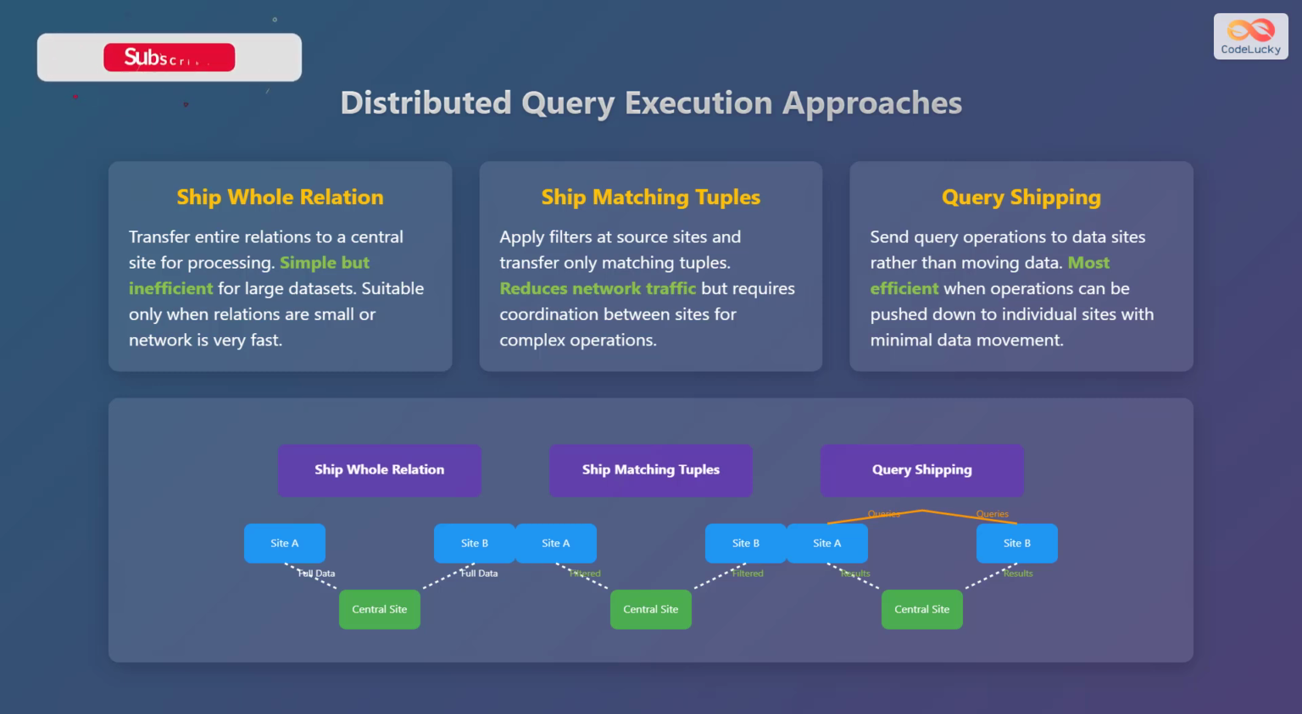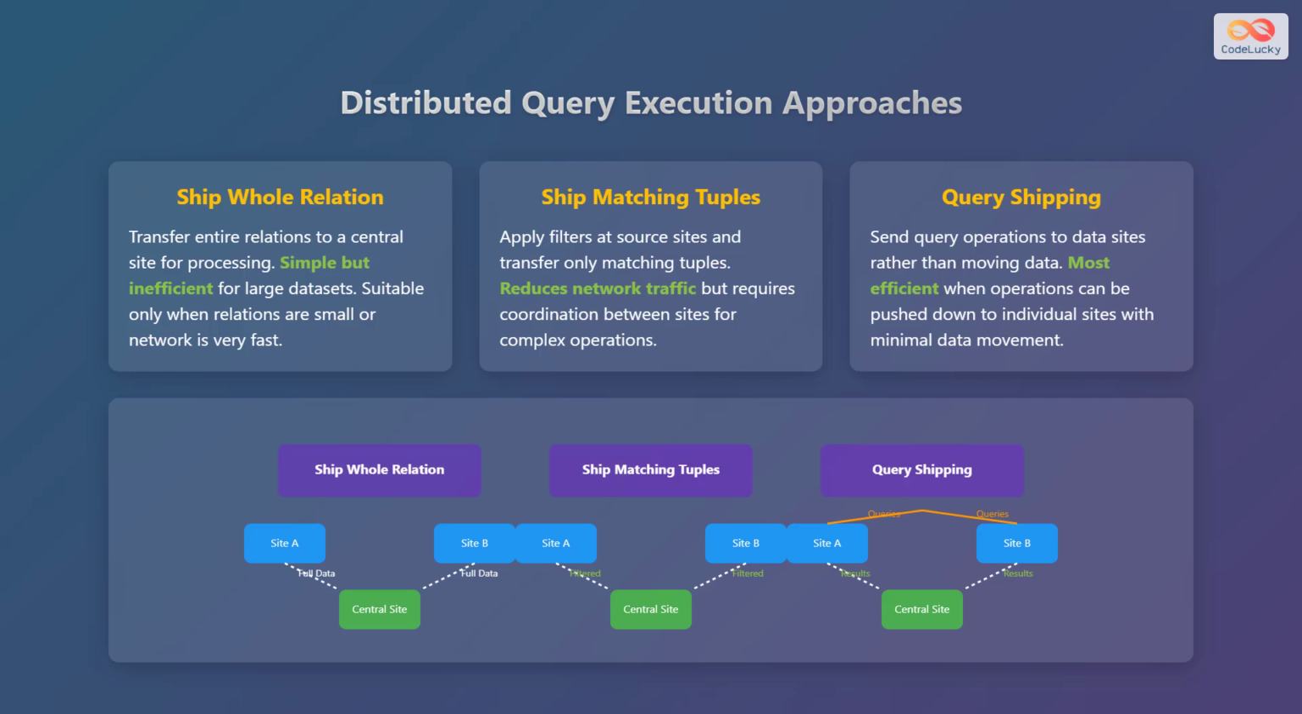When it comes to distributed query execution, various approaches can be employed, each with its own trade-offs. Let's explore 3 common approaches. First, in the ship-whole relation approach, entire relations are transferred to a central site for processing. This approach is simple but inefficient for large datasets.